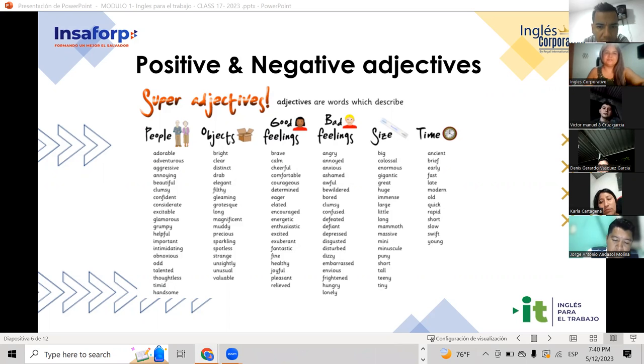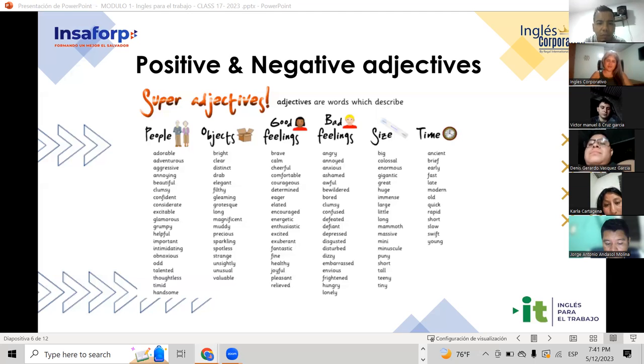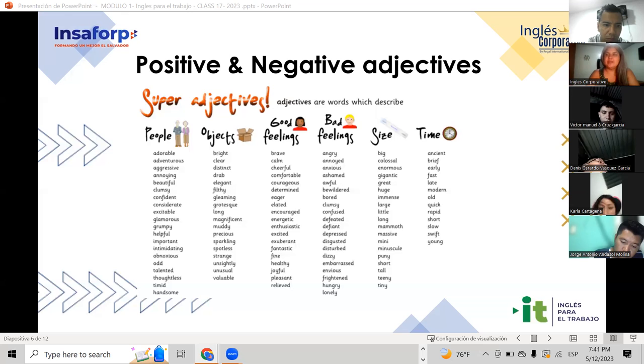The first one. Adorable. What do you think that is the meaning? Adorable. Adorable, right? Is that positive or negative? Positive. It's positive, right? So, please take note. Tomen nota de los nuevos para ustedes, okay?